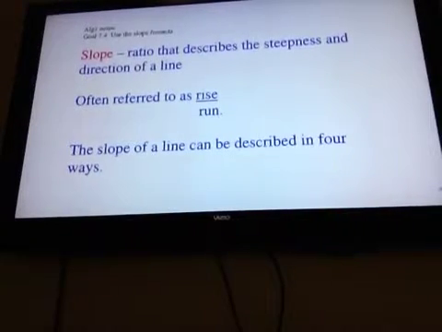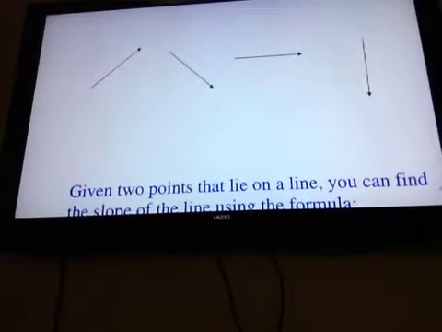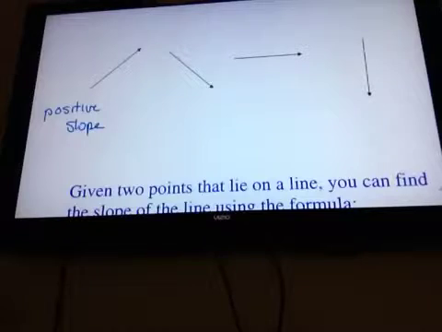Okay? The slope of a line can be described in one of four ways. The first one here, which rises from the left to the right, it's going up, that's a positive slope. So in a little bit when we're graphing a positive slope, we know what direction it should be going. Sometimes those don't match, they should. The next one, which goes down from left to right, that's a negative slope.